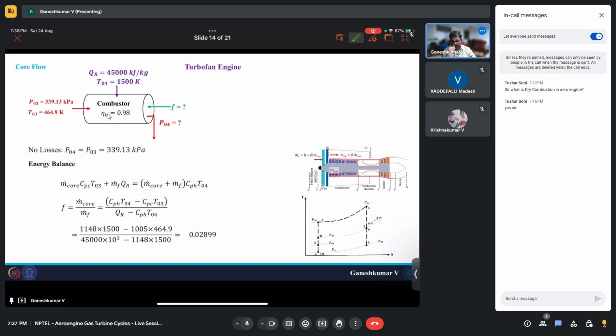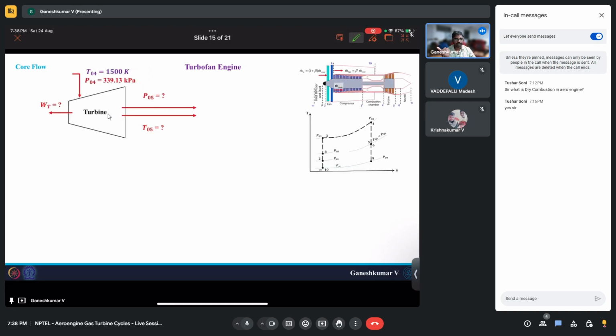All right. The next component that you have is the turbine. Across the turbine, the turbine is nothing but it's going to extract energy from the flow gases, and it is going to use it to drive the compressor and also the fan in this case. Okay, so it's a single spool turbofan engine, so it is going to drive both fan and the compressor.